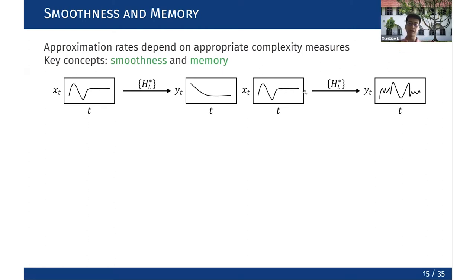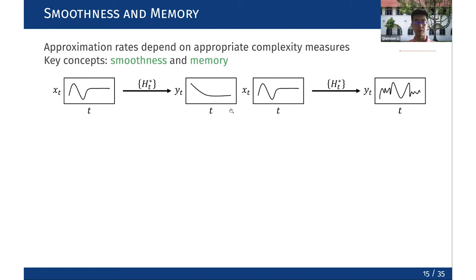So we can see that it's reasonable to say the right-hand side has some long memory and it's probably not very smooth. Okay, so this is the cartoon. And what we can show, it turns out, is that this kind of functional is hard to approximate using recurrent neural networks, but this kind is not.